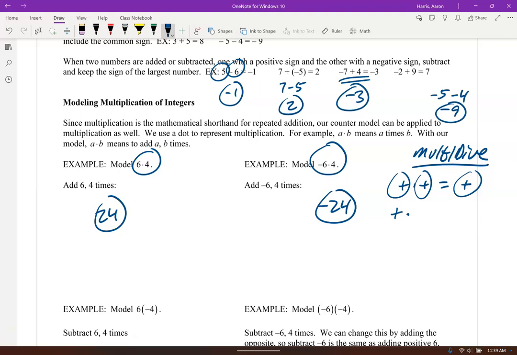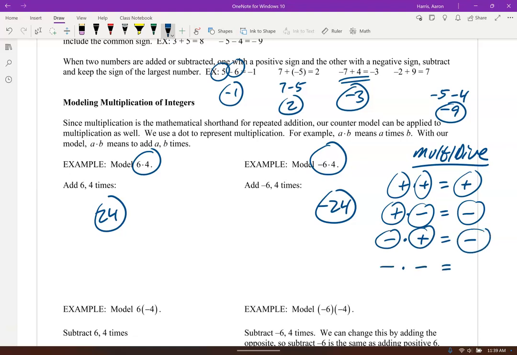A positive times a negative is a negative. So a good thing that happens to a bad person is a bad thing. You could also do a negative times a positive is a negative. So a bad thing that happens to a good person is a bad thing. And finally, a negative times a negative is a positive.